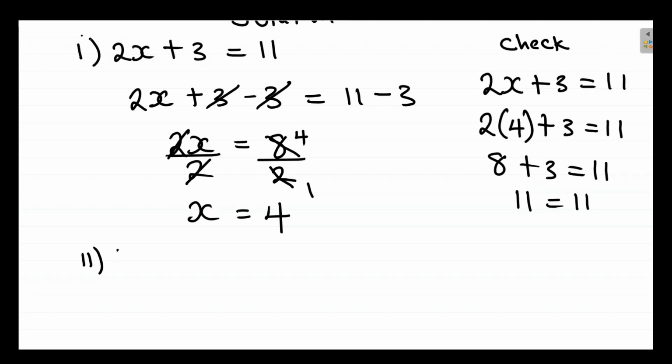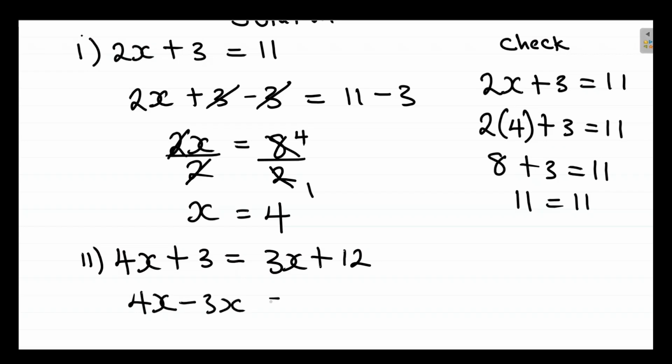Now, question 2 says that 4x plus 3 is equal to 3x plus 12. At this point, we can observe that we have 4x at the left hand side and we have 3x at the right hand side. We collect like terms, so the equation becomes 4x. When 3x crosses the equality sign, it becomes negative 3x. So we have negative 3x equal to, we have 12.